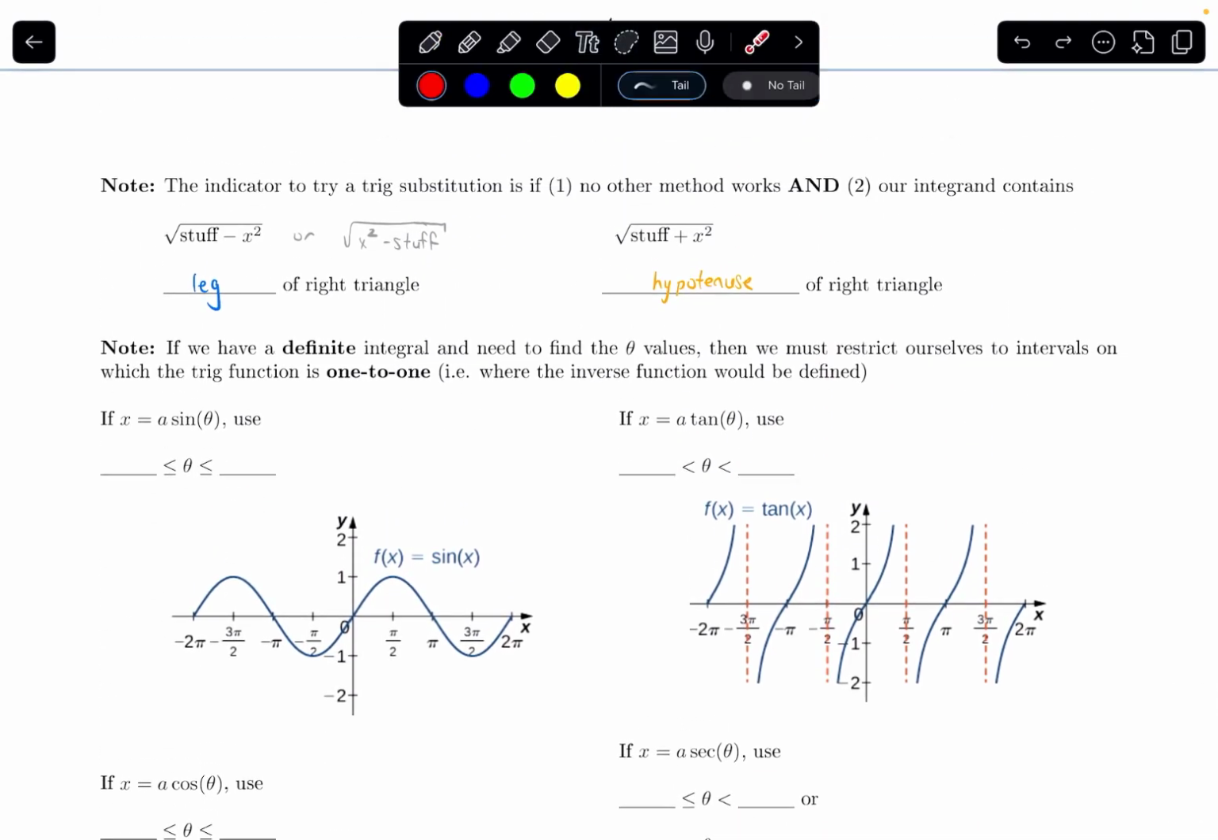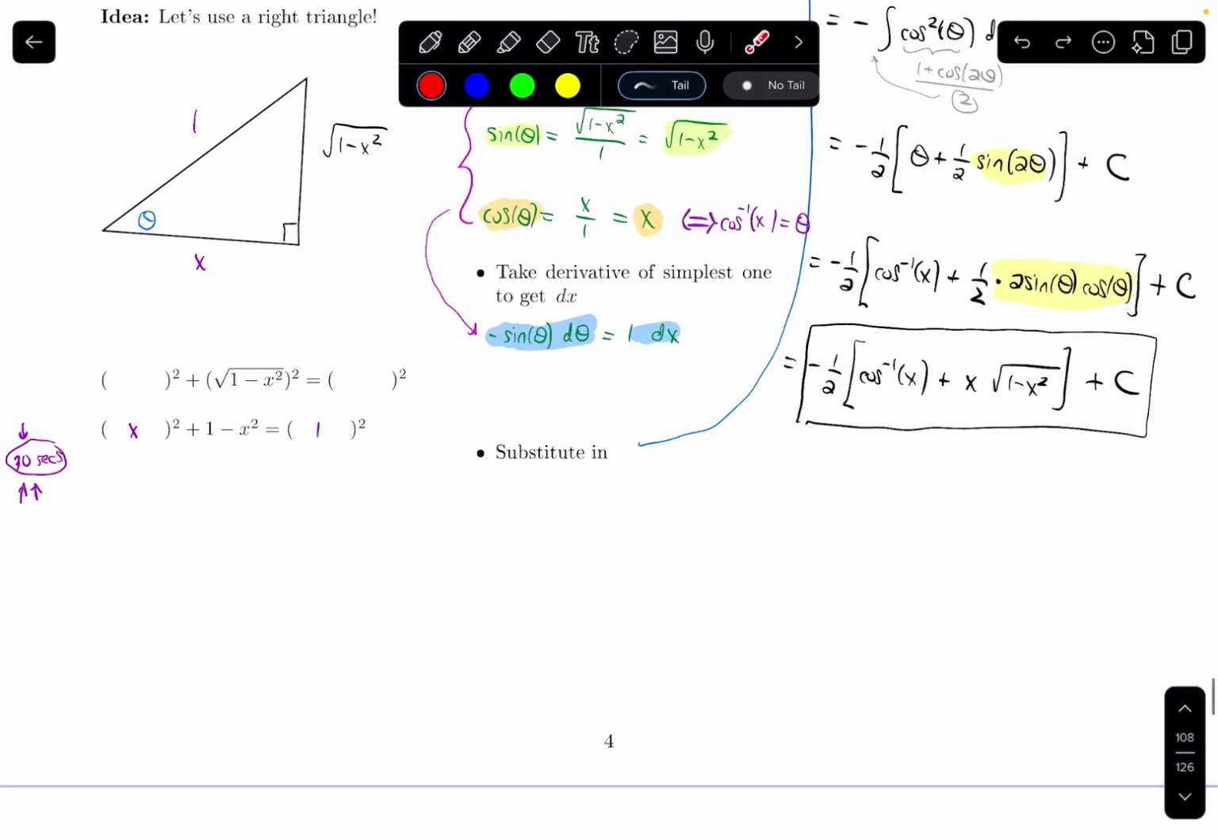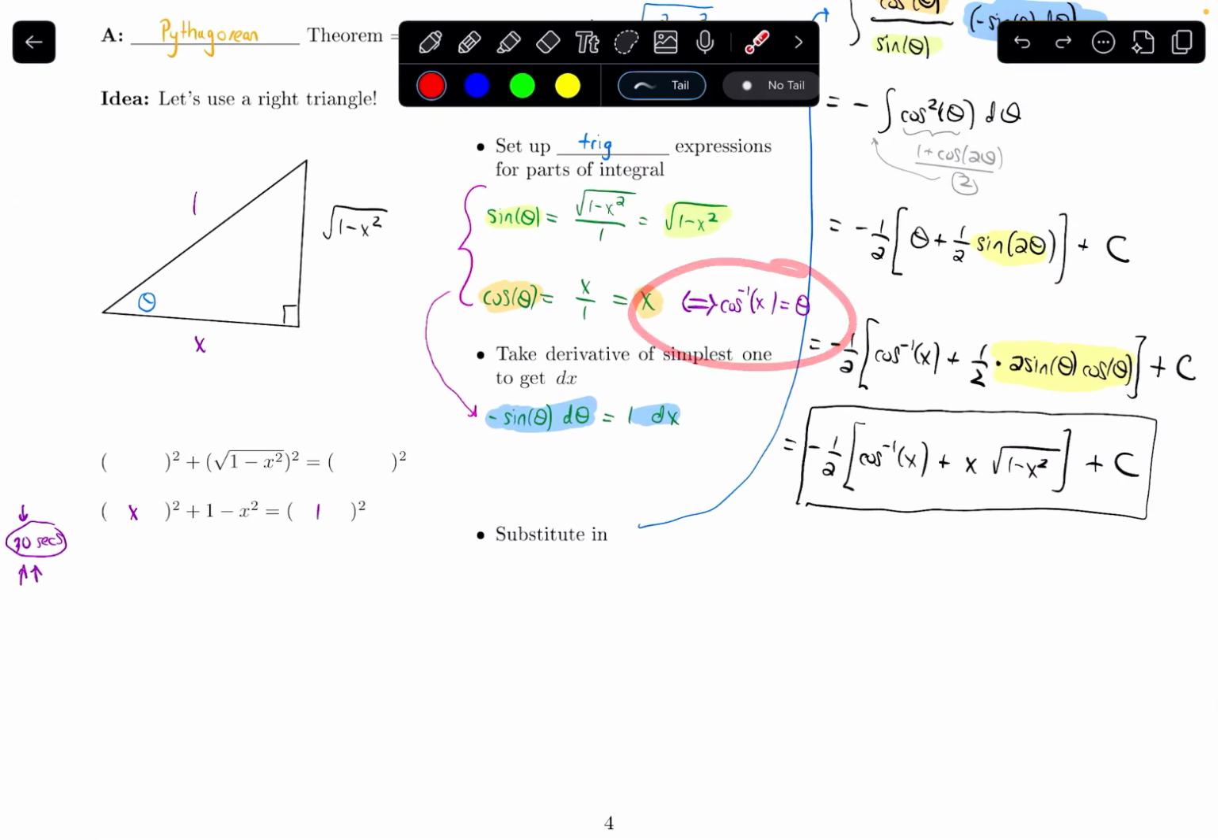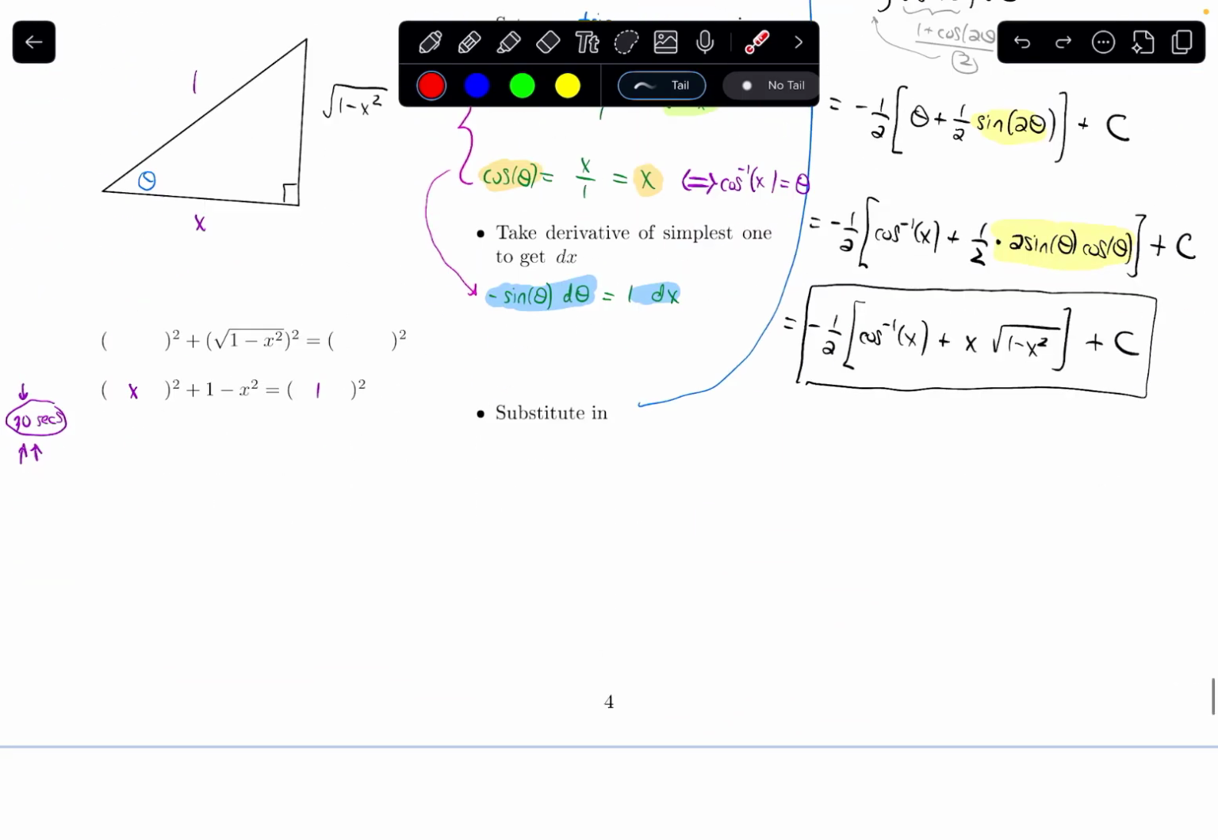So if we have a definite integral and, because I did a substitution, I have to convert those x's to theta values, we have to restrict ourselves to intervals on which the trig function is 1-to-1, meaning it's got to pass the horizontal line test. I need that so that the inverse function would be defined, like we were working with the inverse function here, kind of implicitly, when we were plugging back in.